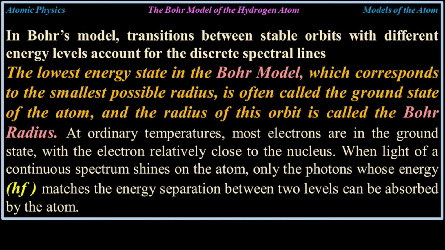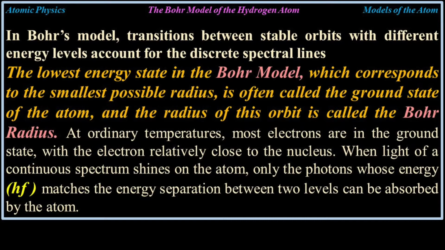The lowest state in the Bohr model, which corresponds to the smallest possible radius, is often called the ground state of the atom, and the radius of this orbit is called the Bohr radius. At ordinary temperatures, most electrons are in the ground state, with the electron relatively close to the nucleus. When light of a continuous spectrum shines on the atom, only the photons whose energy, hf, matches the energy separation between two levels can be absorbed by the atom.